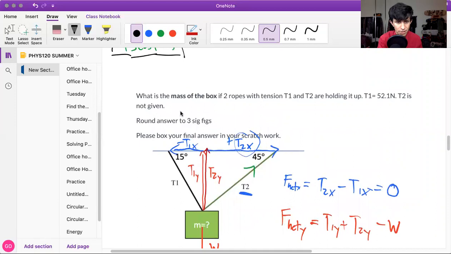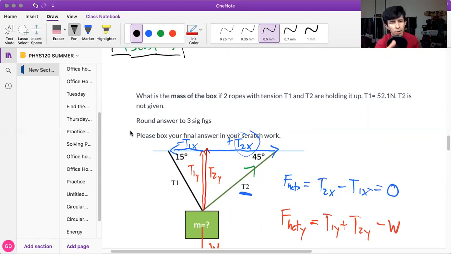I'm disgusting. So the next question is, what is the mass of the box? So what is the mass of this green box if two ropes with tension T1 and T2 are holding it up? You're only given the tension for one rope, which is T1, 52.21 newtons. T2 is not given. So when you are not given this force, that means we're going to have to find it a different way. That means we have two unknowns. We don't know the mass. We don't know tension 2. So we're going to need two equations.